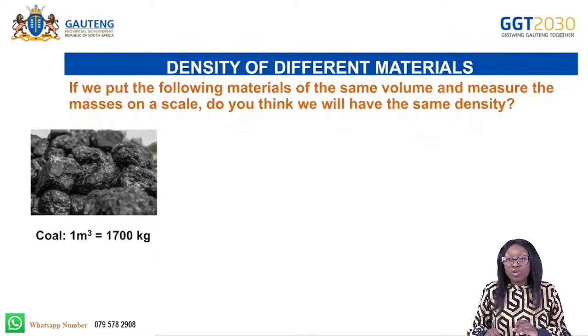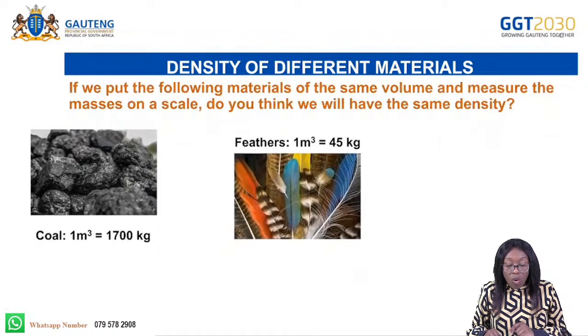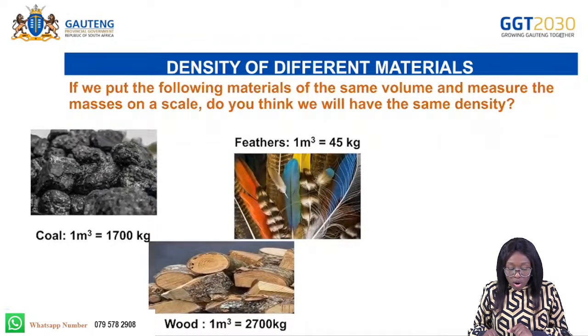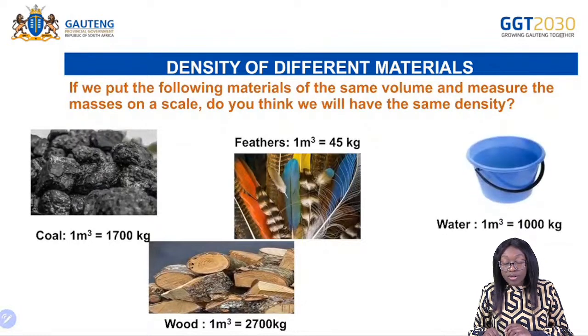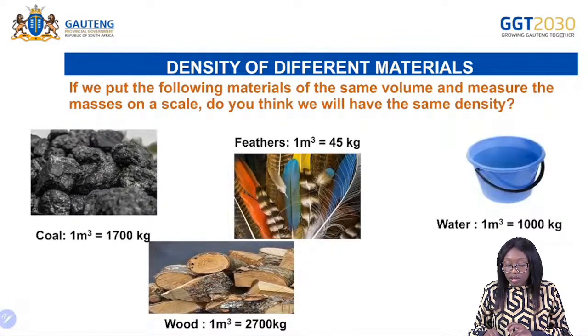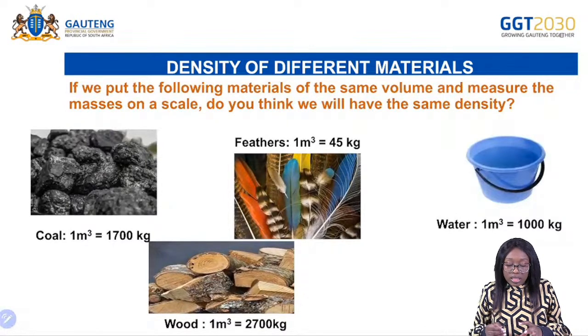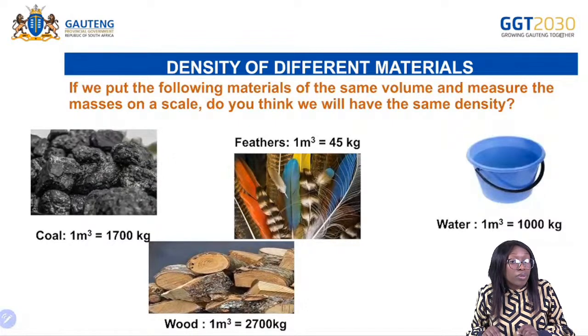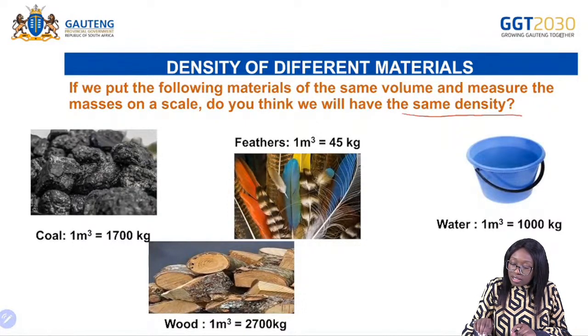If we take 1 cubic meter volume of coal with a mass of 1,700 kilograms, 1 cubic meter of feathers with a mass of 45 kilograms, 1 cubic meter volume of wood with a mass of 2,700 kilograms and 1 cubic meter volume of water with a mass of 1,000 kilograms. If we take all these four materials and compare their densities, do you think they will have the same density?